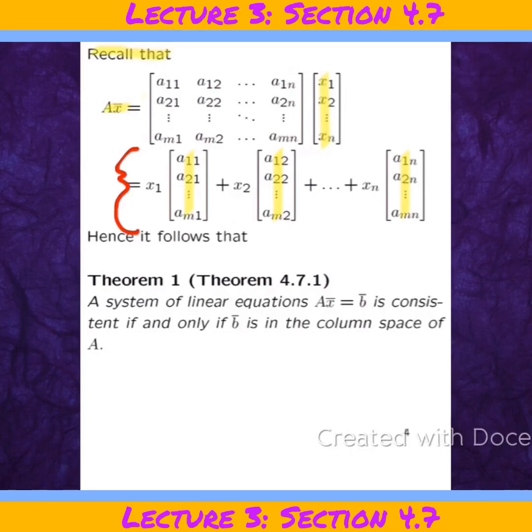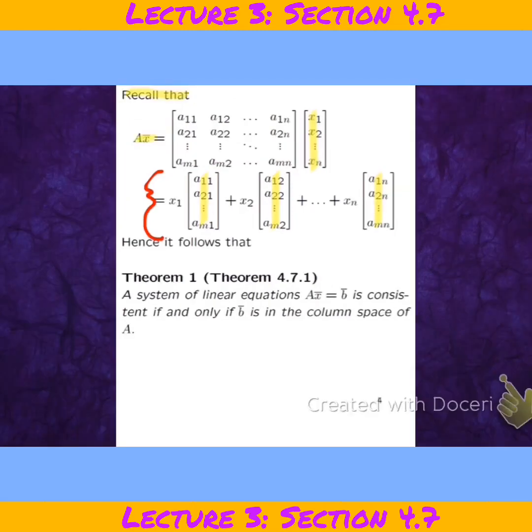So it turns out that A times x, where x is a column vector, can be represented as a linear combination of the column vectors of the matrix A. Now that's easy to verify. It's just applying the normal matrix product operations.